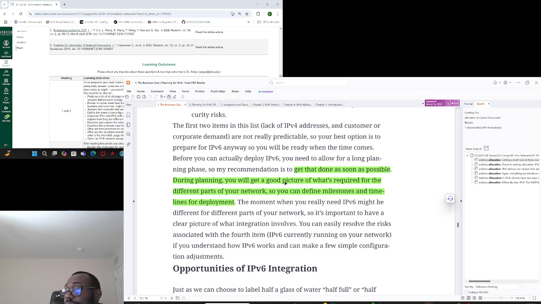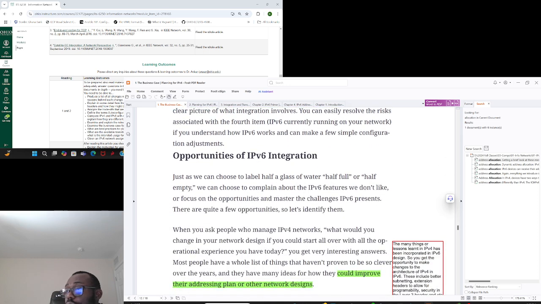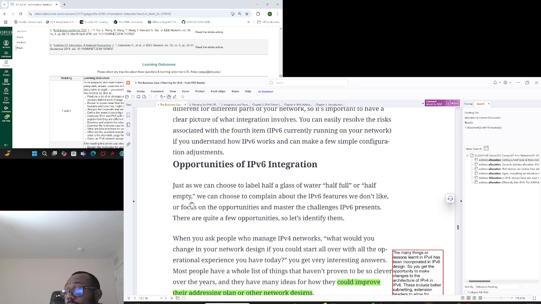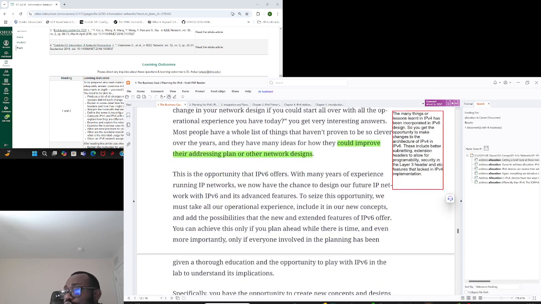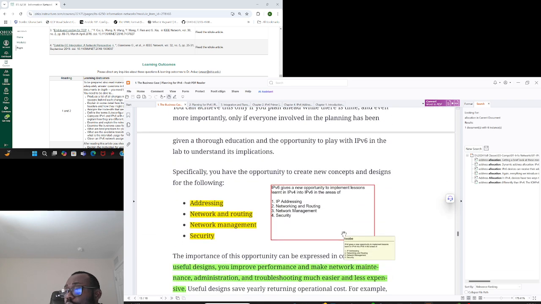During planning, you will get a good picture of what is required for the different parts of your network, so you can define milestones and timelines. We will actually go into what the planning phase will be like. What are the opportunities of IPv6 integration? Of course, you know it already. This is the best for the future. Many lessons could be learned as you do that, and then you will be ready when the whole world is fully ready and actually deploying. And doing IPv6, you want to be concerned about your addressing schemes.